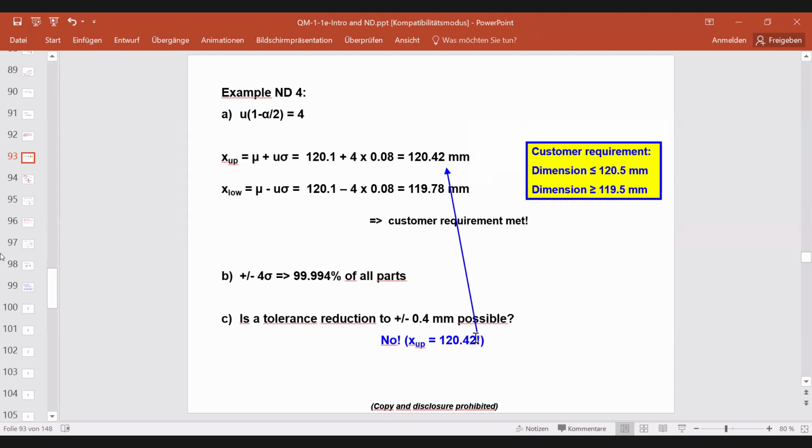100.42, which is higher than 100.40. That's the reason why you can say, okay, a tolerance reduction is possible. So you must tell the customer, no, it's not possible. You must leave the tolerances as they are, like you show here in this box, and the tolerance must stay with these tolerances shown here in the box.